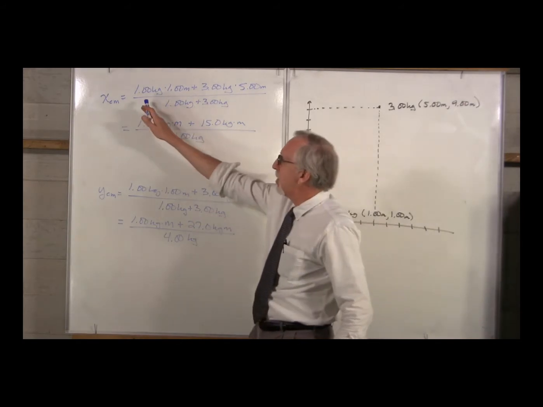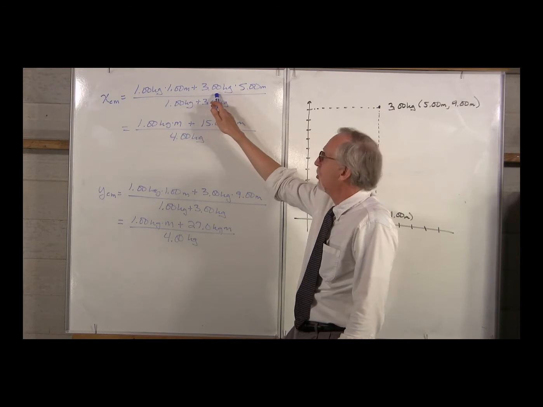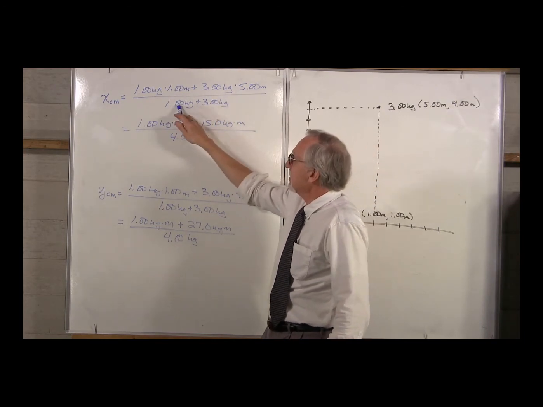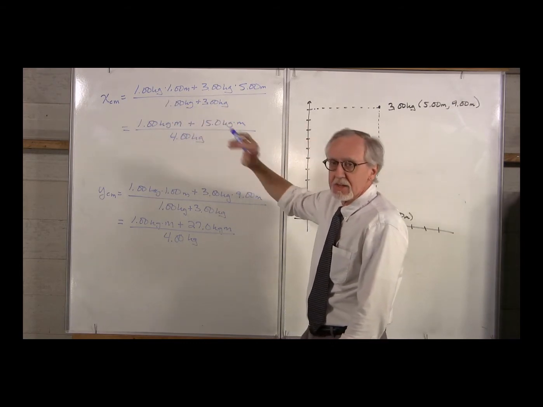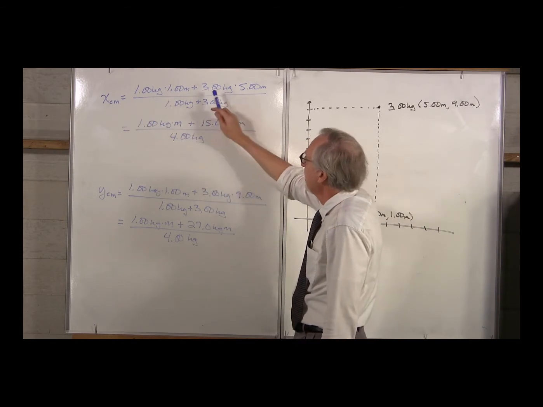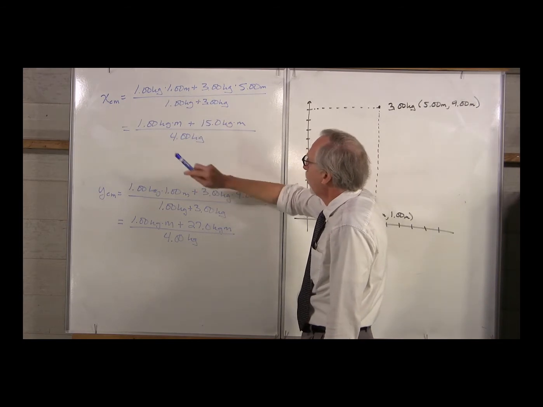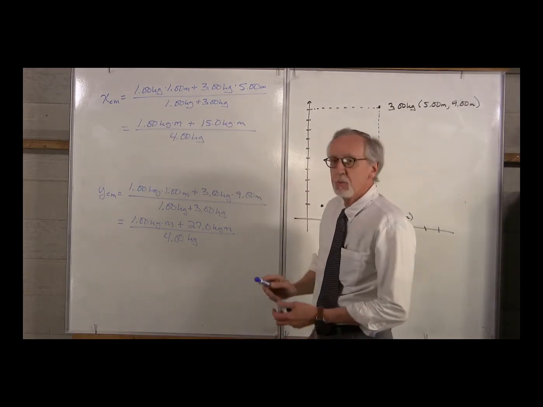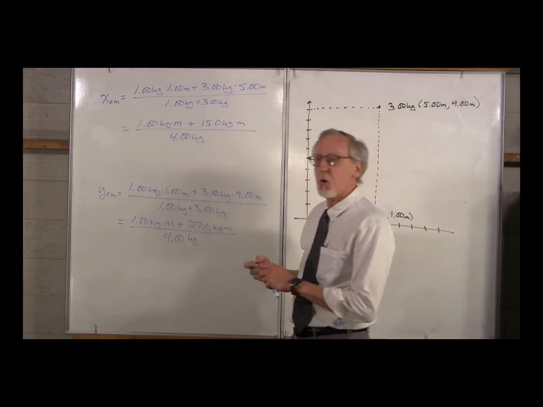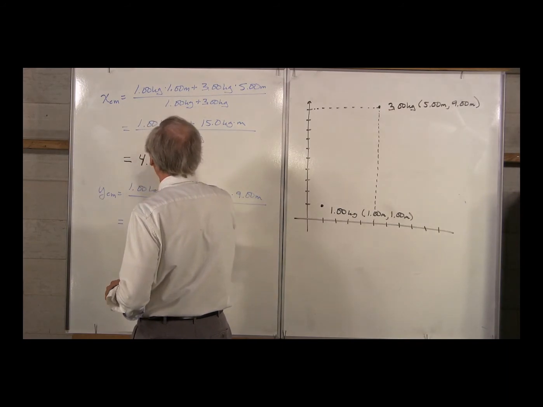We have XCM will be M1, 1 kilogram, times X1, 1 meter, plus M2, 3 kilograms, times X2, 5 meters, over M1 plus M2, 1 kilogram plus 3 kilograms, which gives us 1 times 1 is 1 kilogram meter, 3 times 5 is 15 kilogram meters, 1 plus 3 is 4. So we have 1 plus 15, which is 16 kilogram meters, divided by 4 kilograms is 4 meters. So XCM is 4 meters.